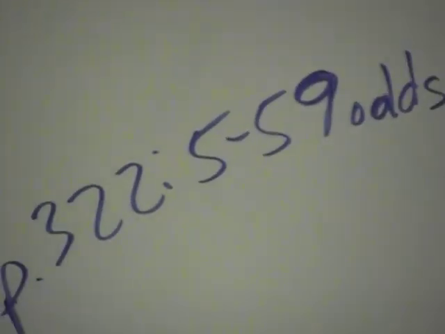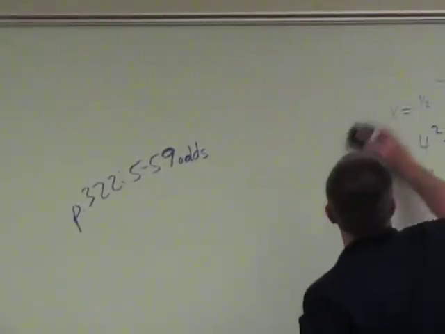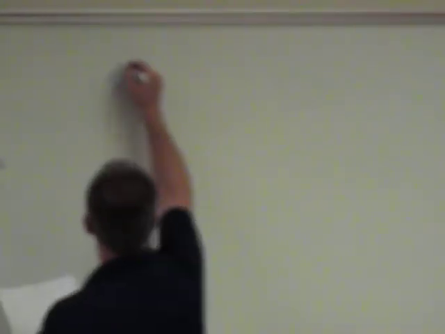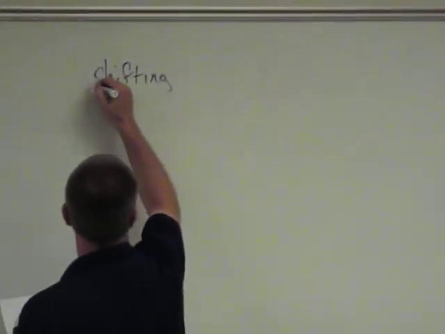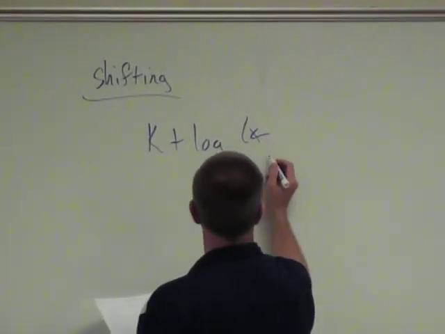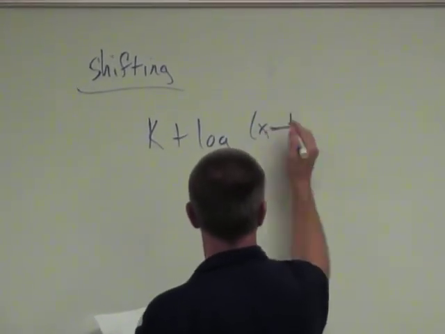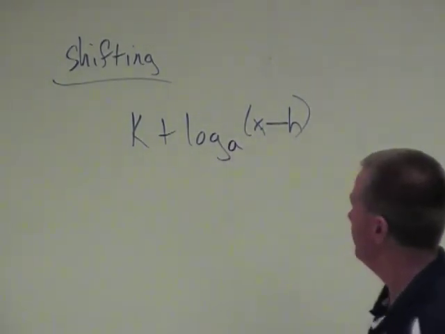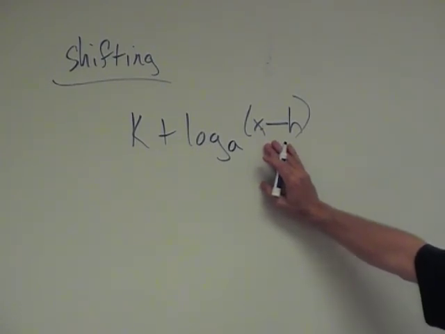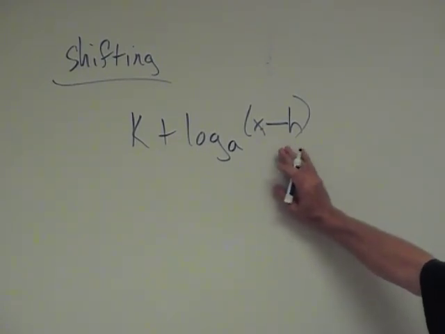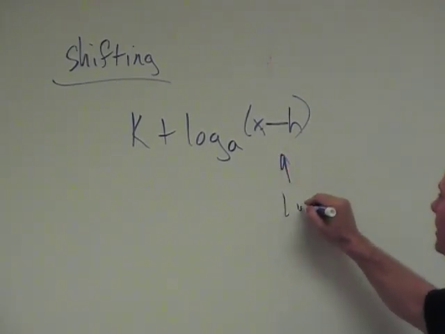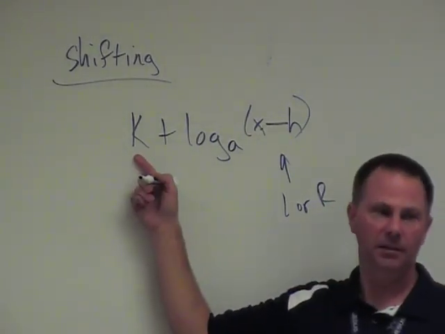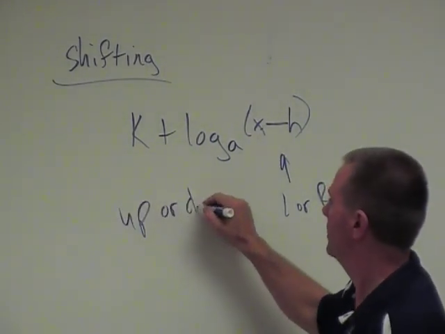Oh, forgot one thing. Alright, this is real quick. Shifting. I don't need to spend any time on this because you all should understand this from the exponential functions. K plus the log of x minus h on base a. Here you have your h and your k again. It's about shifting. So what do you think the grouping symbols do? Make it shift what direction? Left or right. So that's left or right. What do you think this is? Up or down. Up and down, just like on the other stuff. Alright, that's really all you need.